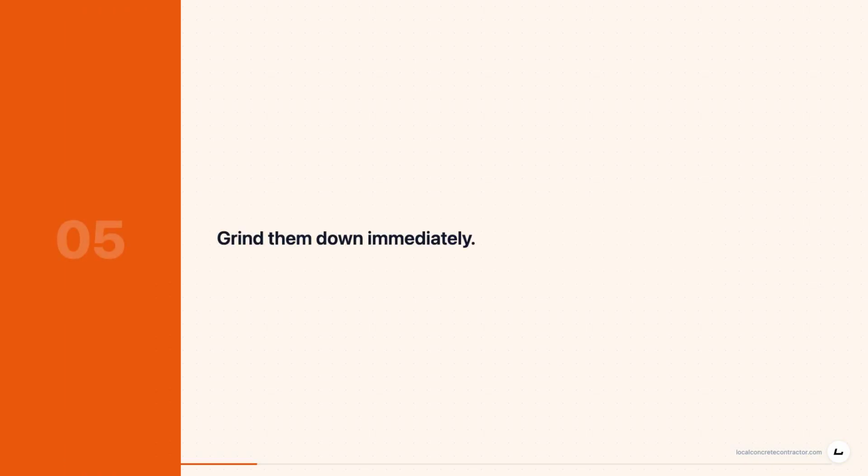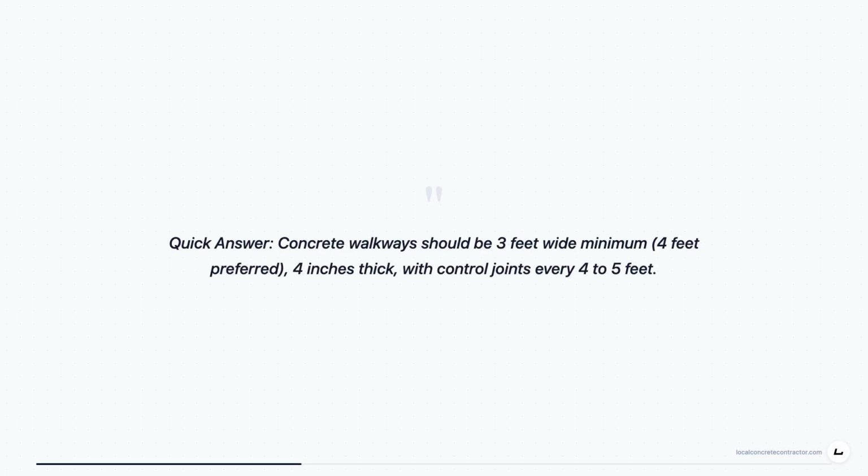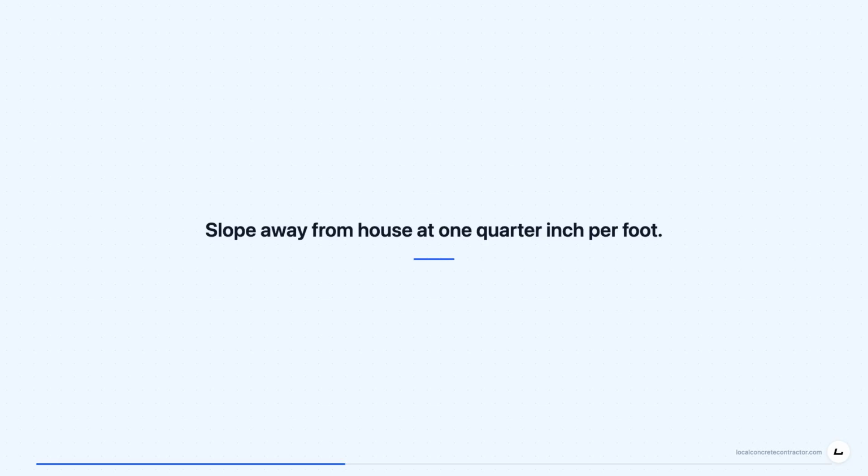Grind them down immediately. Quick answer: concrete walkway should be 3 feet wide minimum, 4 feet preferred, 4 inches thick, with control joints every 4 to 5 feet. Slope away from house at 1/4 inch per foot.